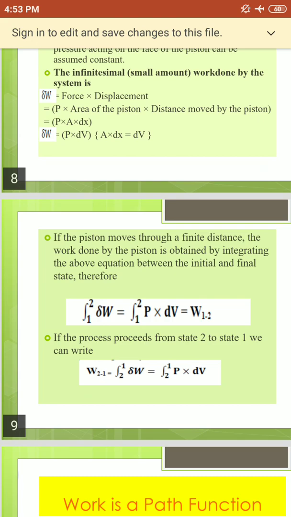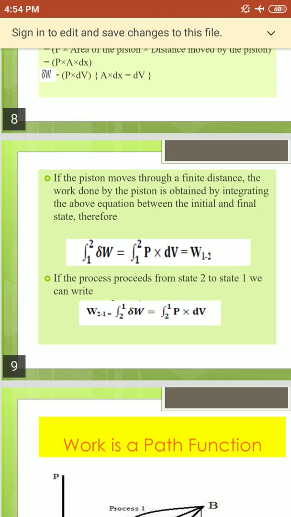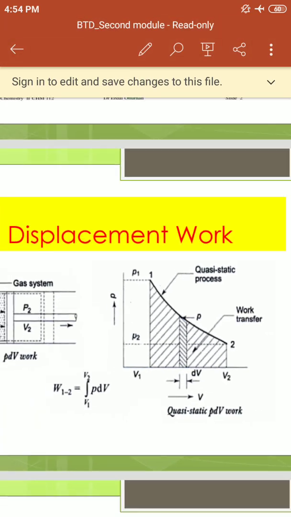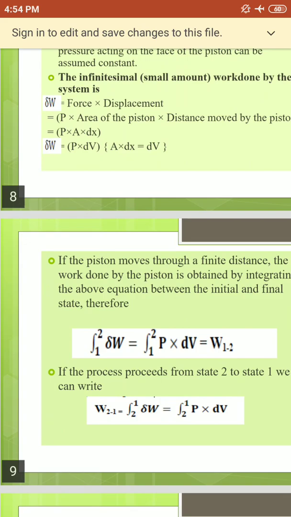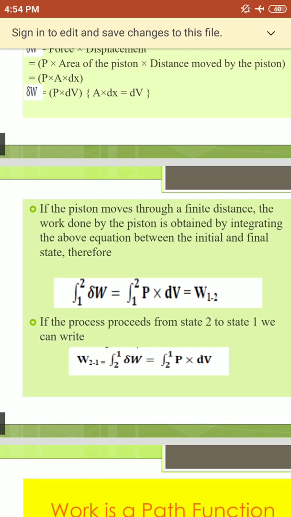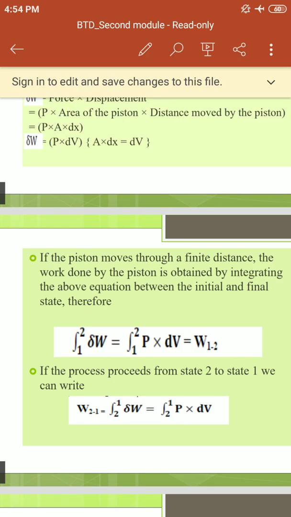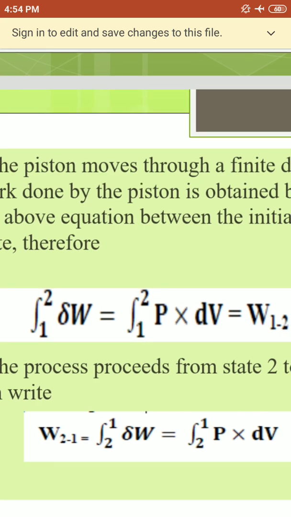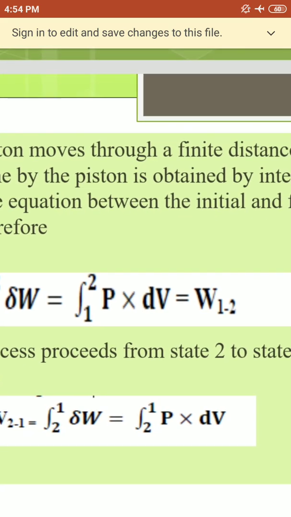That is for an infinitesimal distance. Now if the piston moves through a finite distance, from state 1 to 2, the work done by the piston is the integration from 1 to 2 of delta W, that is P dV. We derive it here: the integration from state 1 to 2 of P dV equals the work done W1-2.